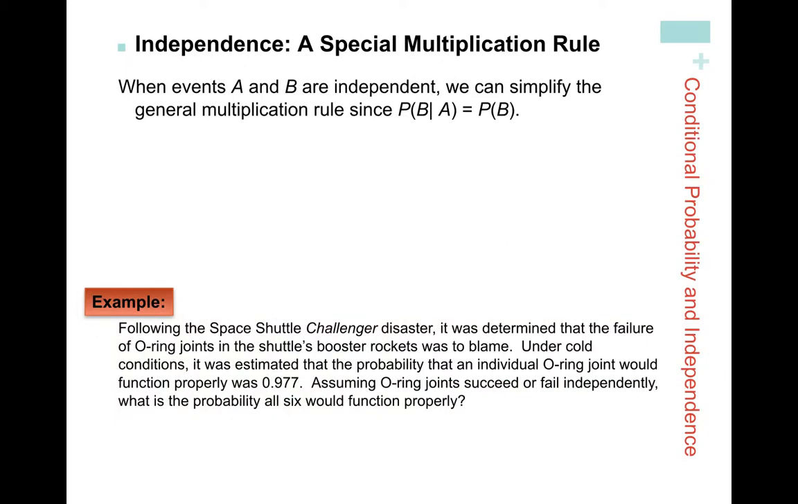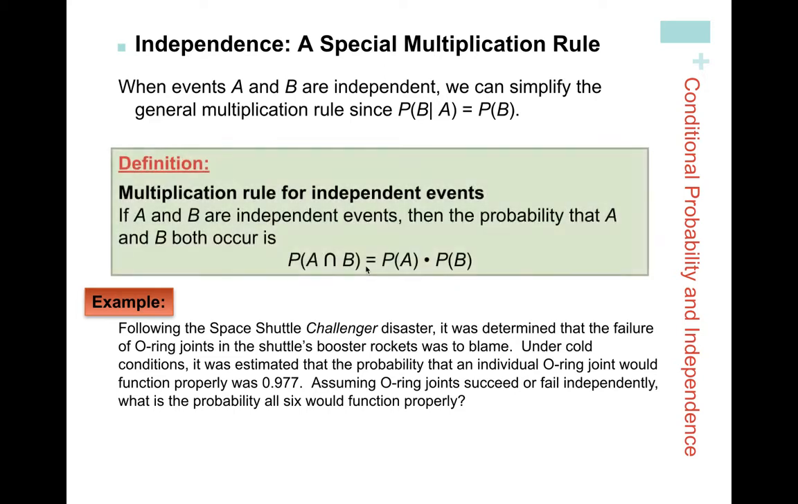Okay, so for independence, like I said, there's a special multiplication rule. Because if events A and B are independent, then we know that the probability of B, given that A has already occurred, is still just the probability of B, meaning A occurring has no impact. It doesn't change the probability of B. So now you can just do probability of A intersect B is just probability of A times probability of B. You don't have to use this here because these two things are equal.